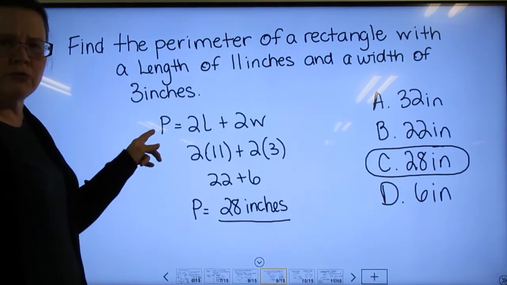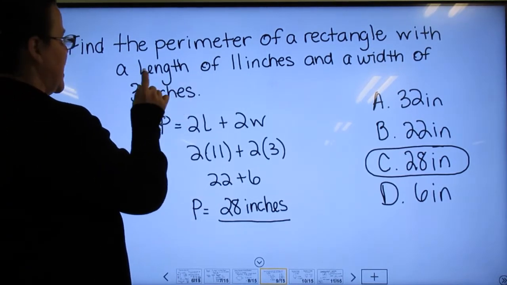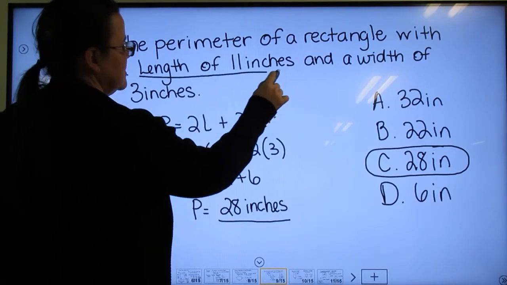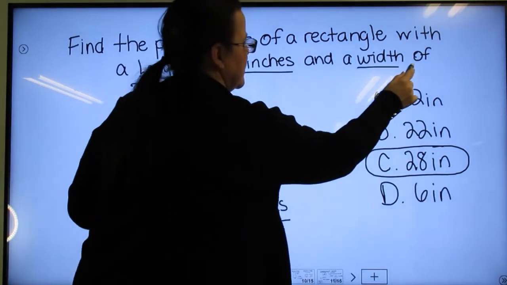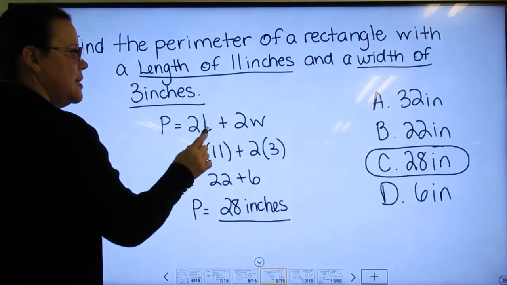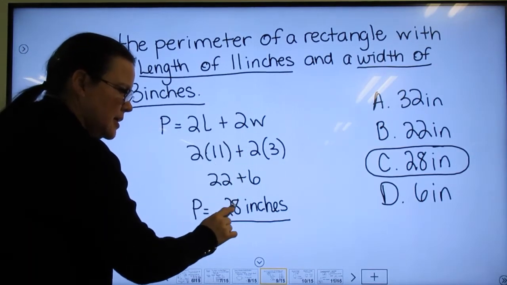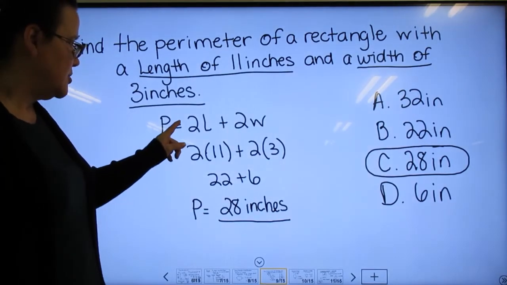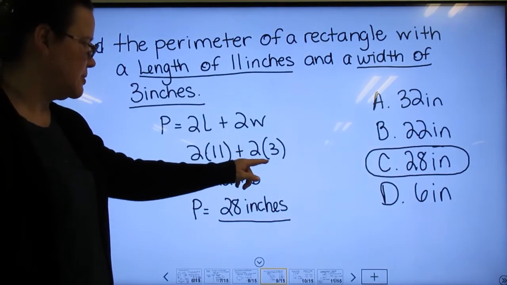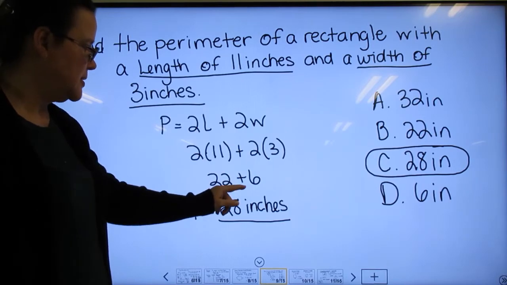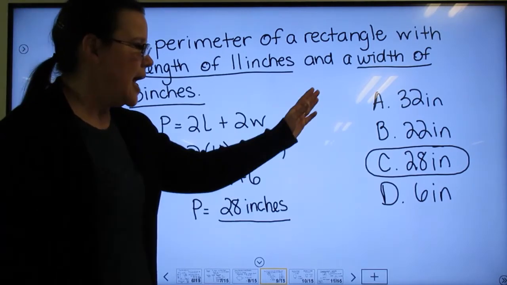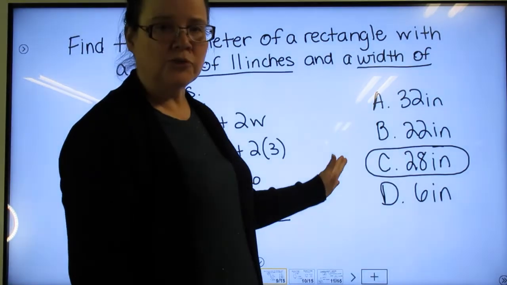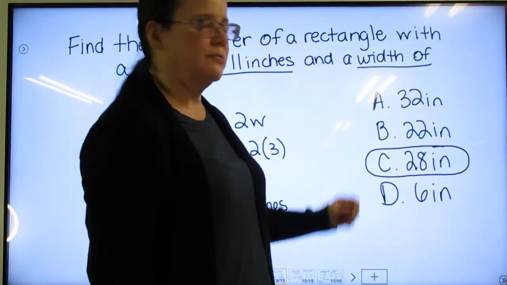So you would use your formula sheet and you would say the length is 11 inches and the width is 3 inches. If you just put it in, you would get the same answer, 28 inches. 2 times 11, 2 times 3, 22 plus 6, 28 inches. And then it had a multiple choice to choose from, and it was C.